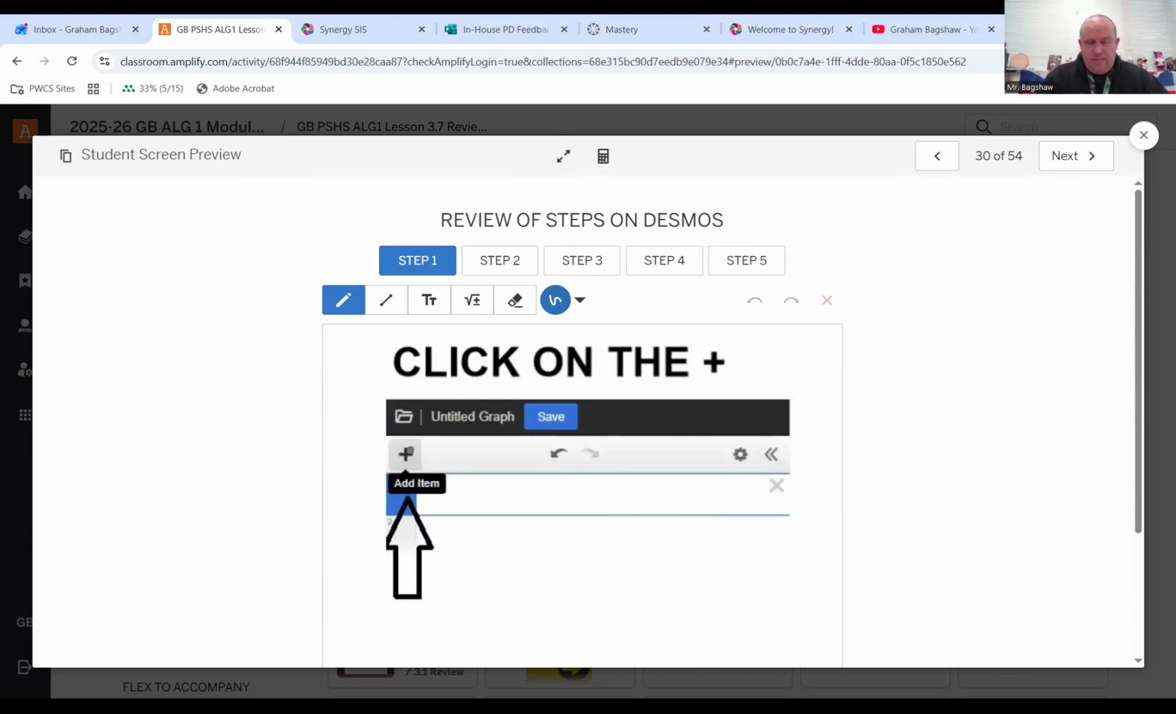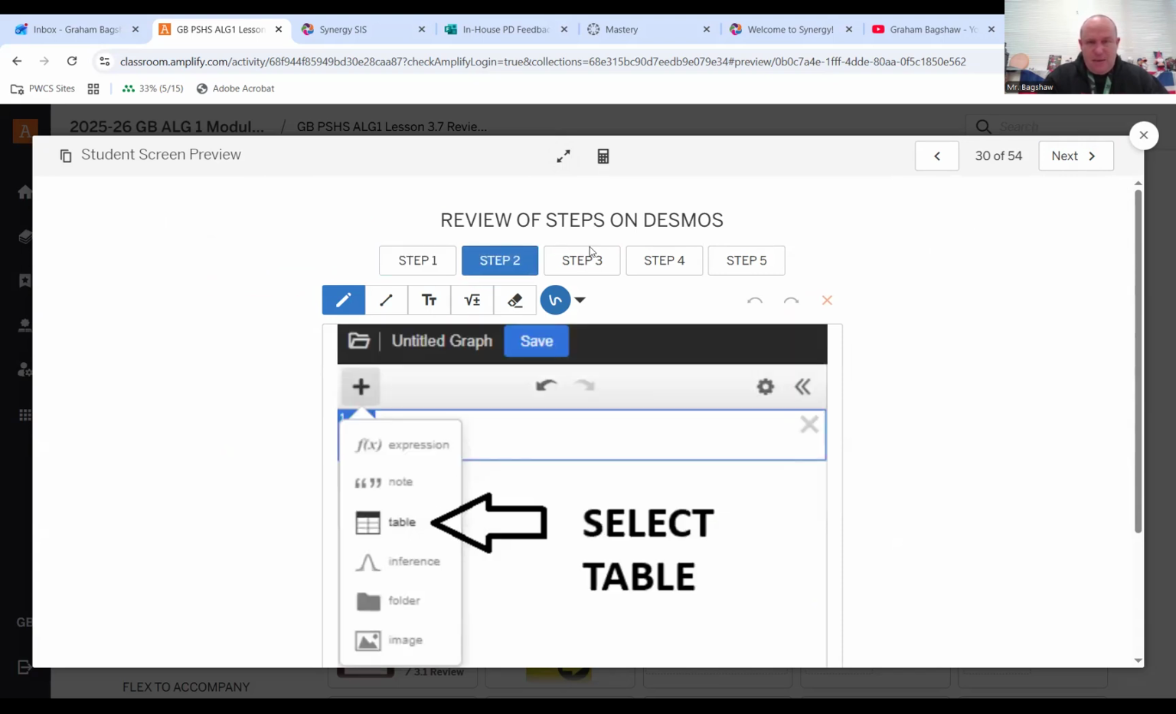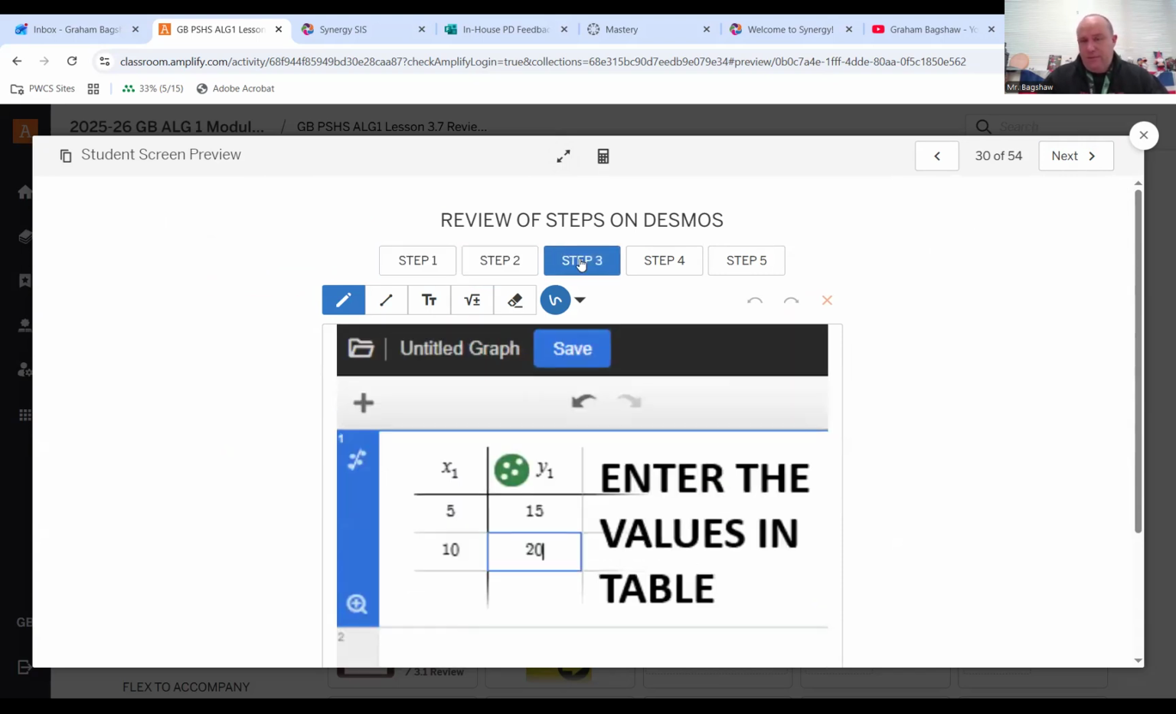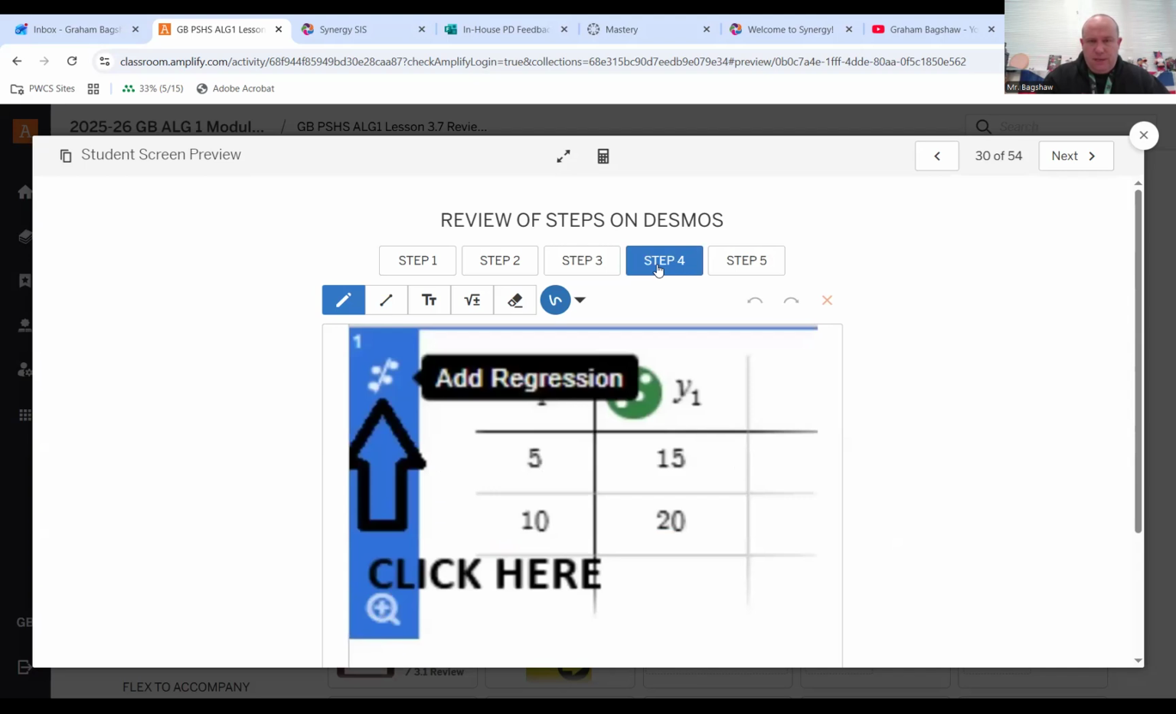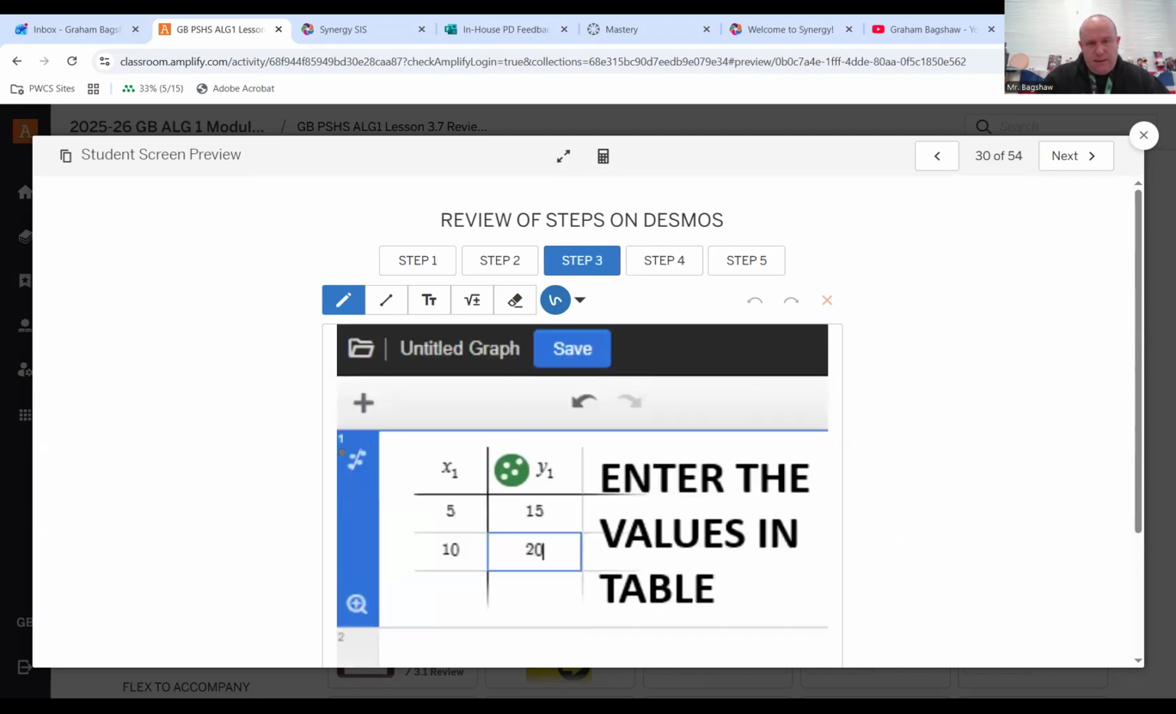So the steps are here. You're going to go to your calculator. You're going to click on plus. You're going to click on table. You're going to then type in whatever values you have, either from a horizontal, vertical table, or from coordinates, or from a graph.